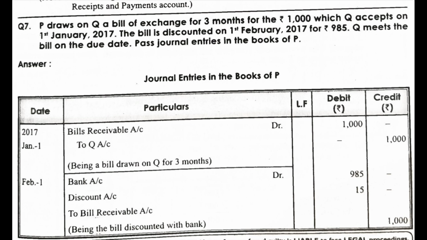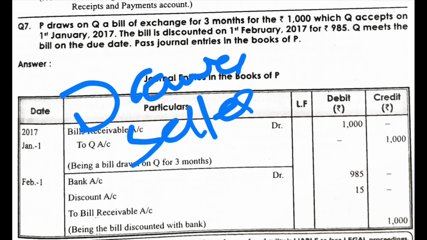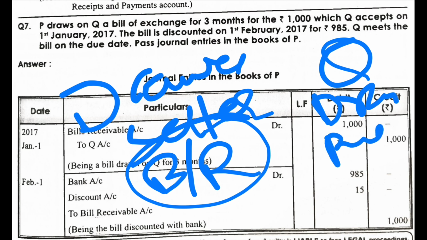For the drawer, P is the drawer. Drawer means the seller, we will assume here. For the seller, the bill is called bills receivable. Q is the drawee. Drawee is the purchaser. For him, in his books, whenever we are writing anything relating to the bill, it is bills payable. This is the basic thing you have to remember.